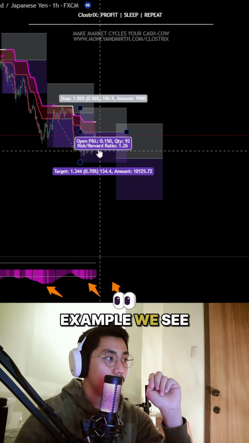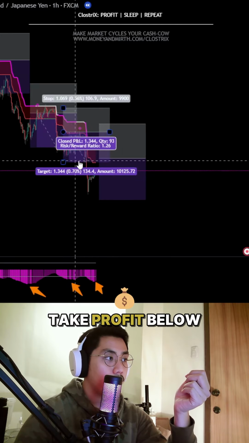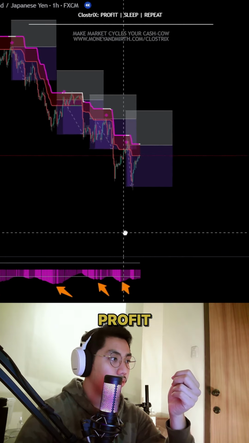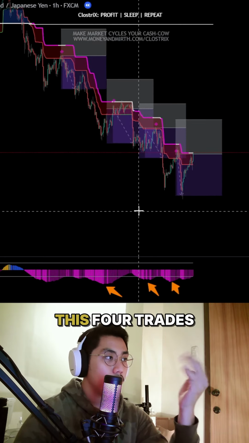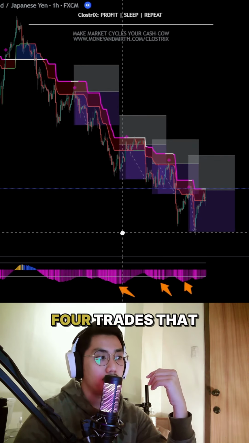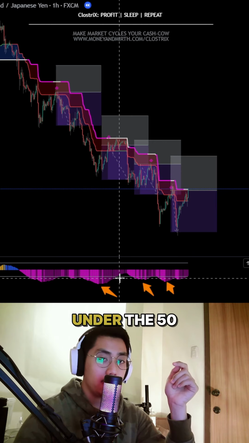On the third example, we see it happening again. We do the same procedure of putting our stop loss above the previous high and our take profit below the previous low, and we see another example here happening. And this one, it hits take profit. So as you can see, with these 4 trades, you traded this downtrend really well, and you've won 4 out of 4 trades that you took using this strategy. You can see that all of them, the bias was under the 15 level.